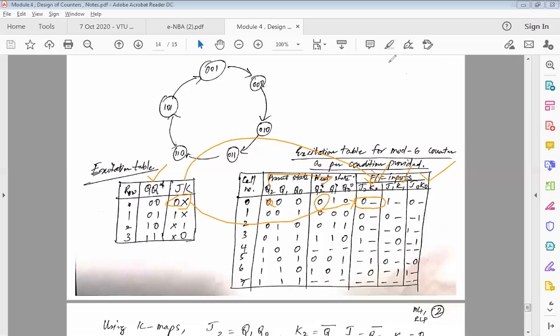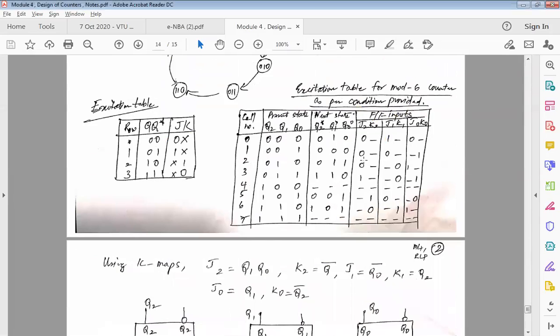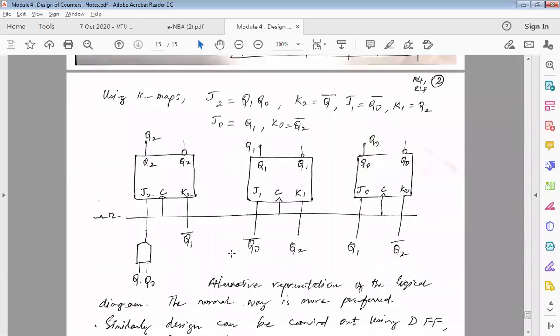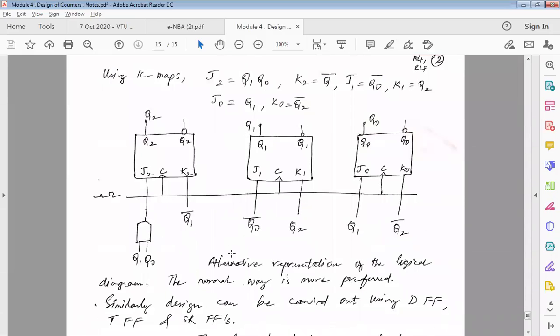Once we have this table with us, it becomes easy to represent this using our K-map. Fill up these details in the K-map, and these are the equations that you are going to obtain: J2, K2, J1, K1, J0, K0. Once we have these equations using K-map, just check what I'm doing for J2. I'm giving Q1, Q0. Next, for K2, I have rotated the flip-flop anti-clockwise once.